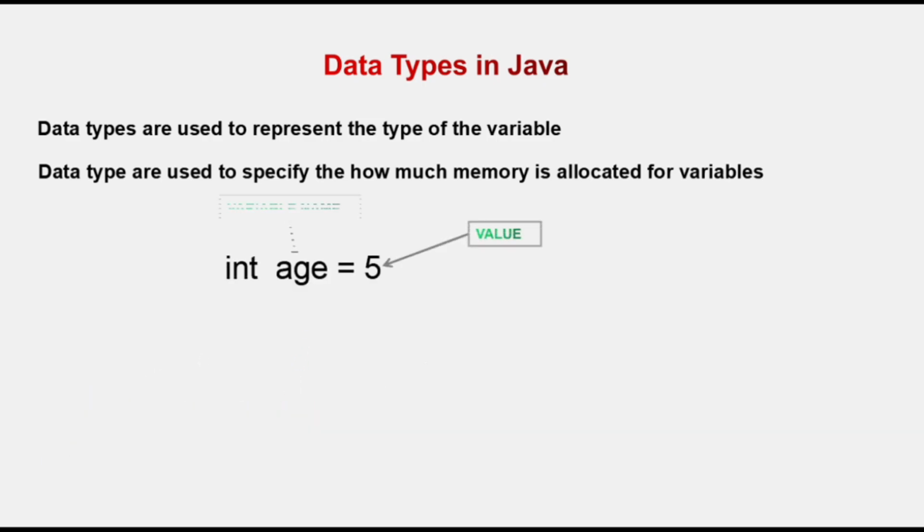Here 5 is a value, age is a variable name which will store the value. Now here int is a data type. Now it's complete. Here int age is equal to 5. It means age is a variable name. This age variable can store any value which contains integer type.